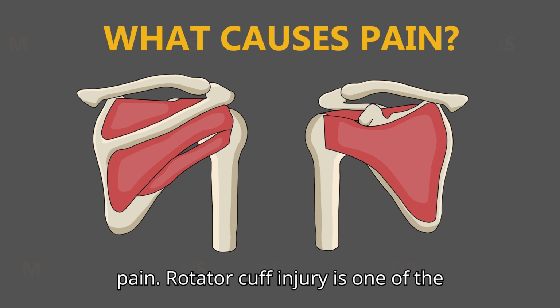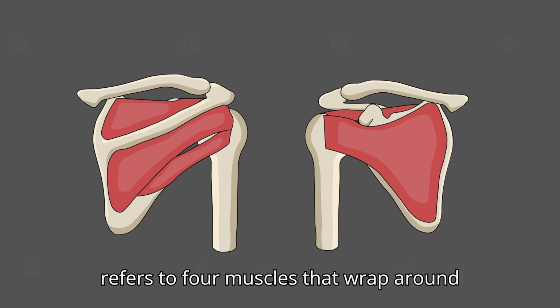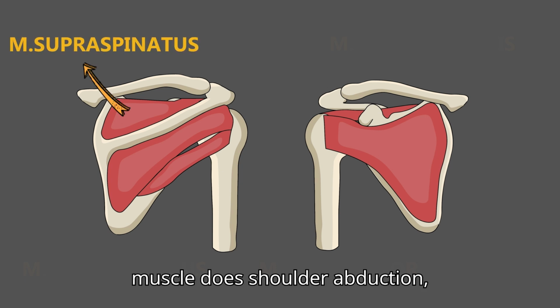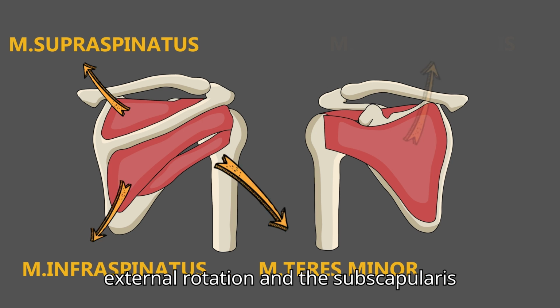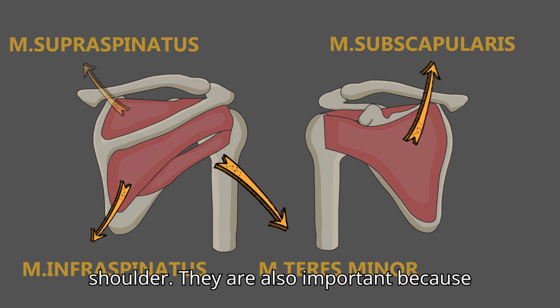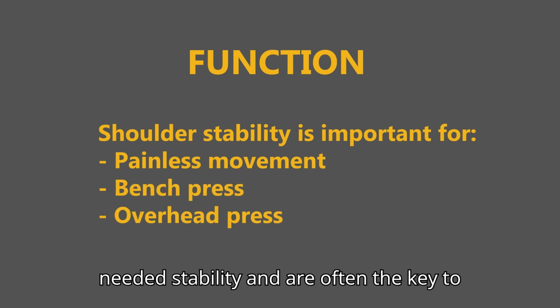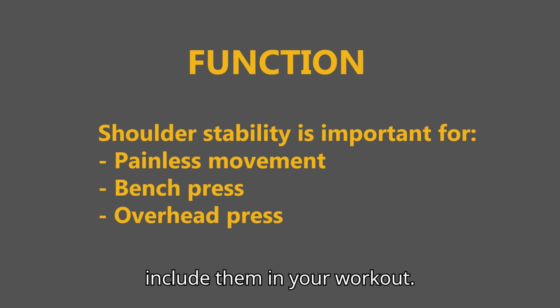Rotator cuff injury is one of the most common causes of shoulder pain. It refers to four muscles that wrap around the shoulder joint. The supraspinatus muscle does shoulder abduction. Infraspinatus and teres minor make the external rotation, and the subscapularis makes the internal rotation of the shoulder. They are also important because they provide the shoulder with much-needed stability and are often the key to painless shoulders, so remember to include them in your workout.